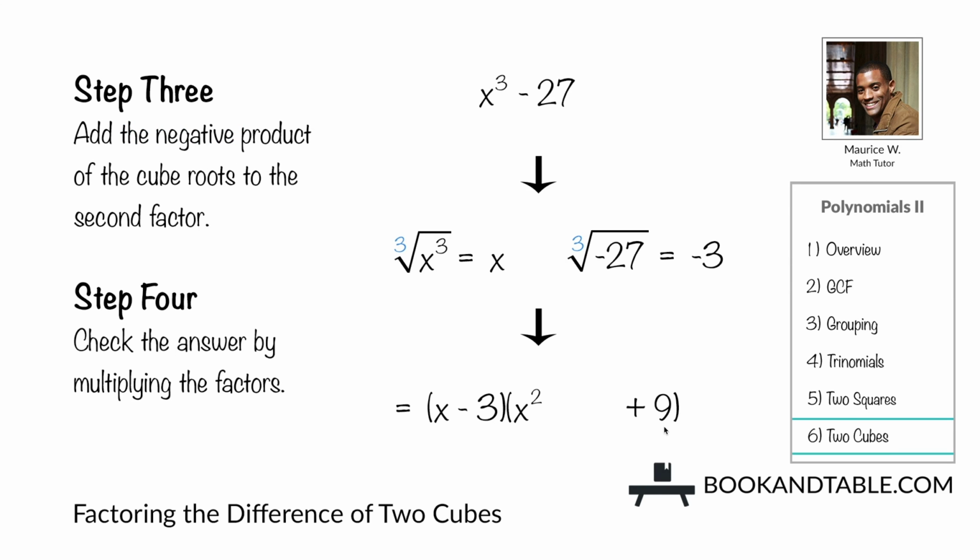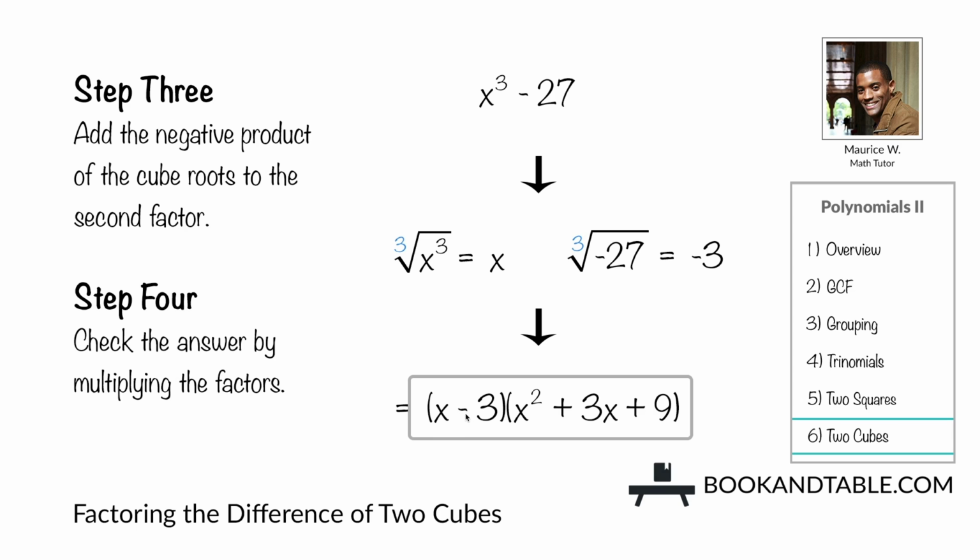And now step 3, add the negative product of the cube roots to the second factor. The product of the cube roots is x times negative 3, so that would be negative 3x. The negative product would then be positive 3x. So when we factor x cubed minus 27, we get x minus 3 times x squared plus 3x plus 9.